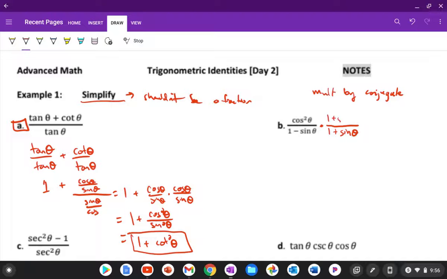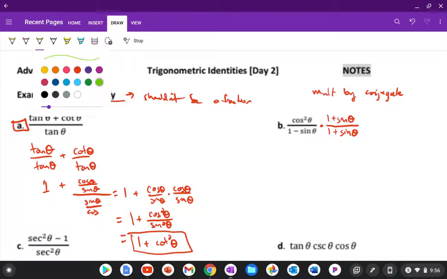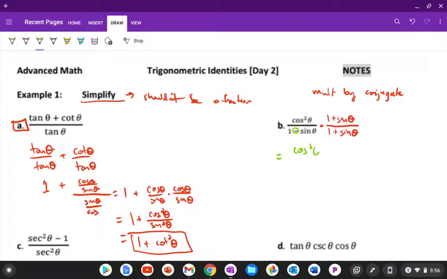And we've got to do that for the top as well, because what we're actually doing is just multiplying this whole thing by 1, because anything over itself is 1. So it's called the conjugate. It's just the same thing except with the opposite sign of what's there. All right, and I'll show you why we're going to do that. The top I'm just going to leave as cosine squared, with parentheses 1 plus sine for right now. We'll deal with that later.